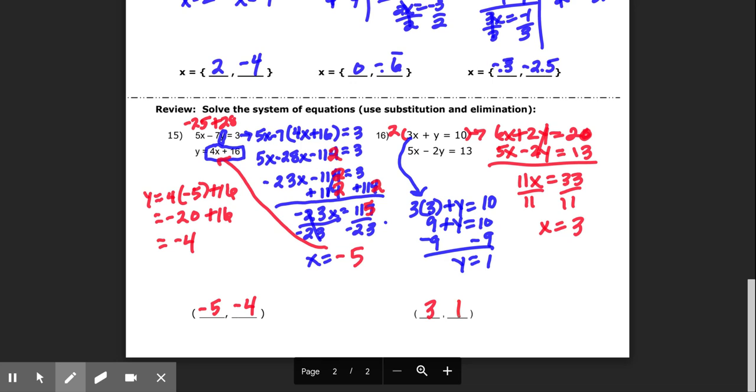So I can check it. I'm going to check it in this equation. So 5 times 3 is 15. Minus 2 times 1 is 2. So that does give me 13. So that checks out okay.